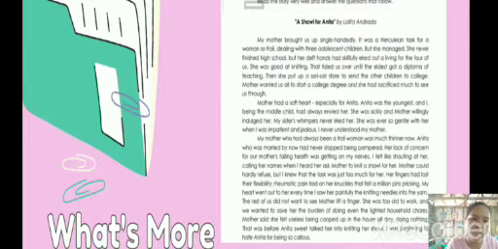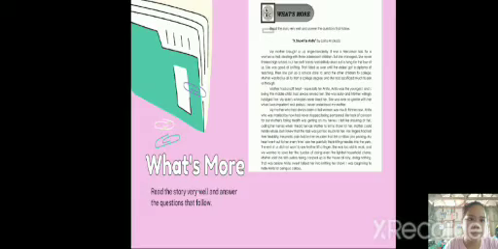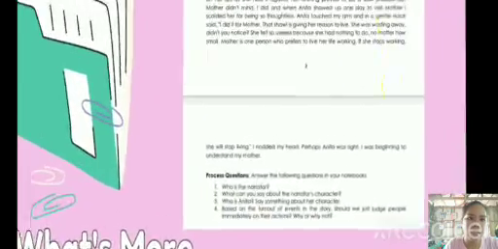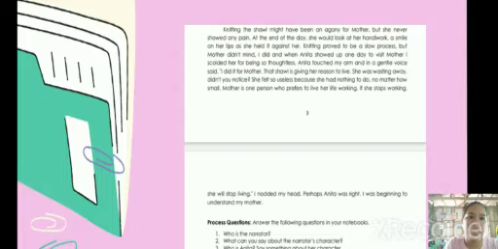Mother said she felt useless being cooped up in the house all day, doing nothing. That was before Anita sweet-talked her into knitting her shawl. I was beginning to hate Anita for being so callous. Knitting the shawl might have been an agony for mother, but she never showed any pain.